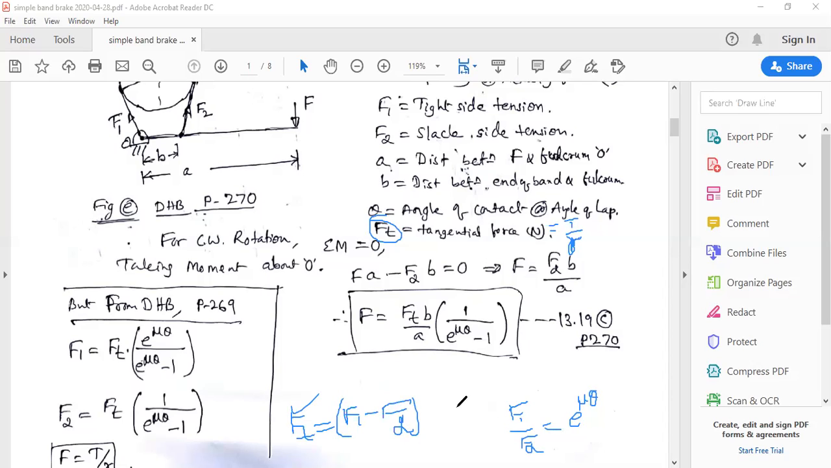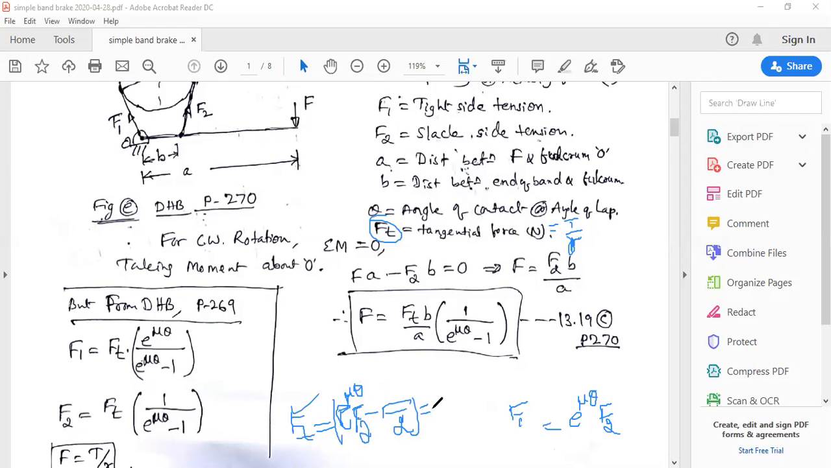So by using this relation, what can I substitute here? Suppose I want the expression for F1 in terms of Ft. F1 will be equal to e raised to mu theta into F2. If I replace F1 in the expression for Ft, I will get Ft equal to F1 minus F2, where F1 is replaced by e raised to mu theta into F2.